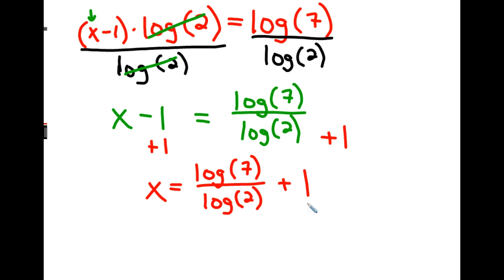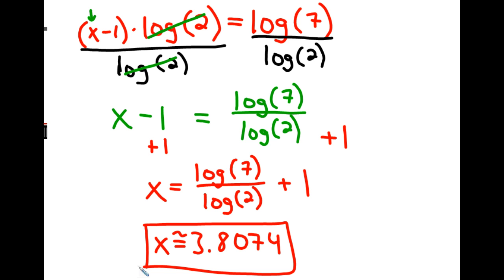So I need to use a calculator, so let me see if I can find one here. Okay, I think I have one here. So we'll do log base 10 of 7 divided by log base 10 of 2, then add 1 to that answer. And what I come up with, hopefully this is right, 3.8074 if you go to 4 decimal places. Again, this is an approximate solution.